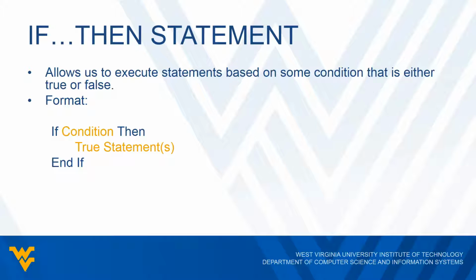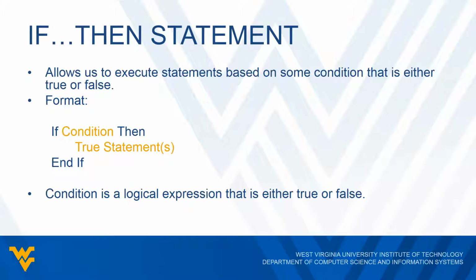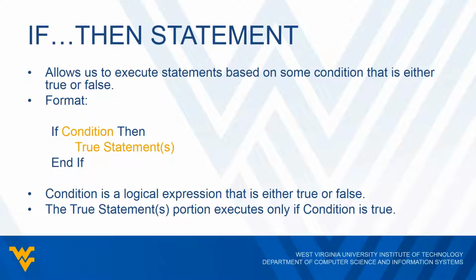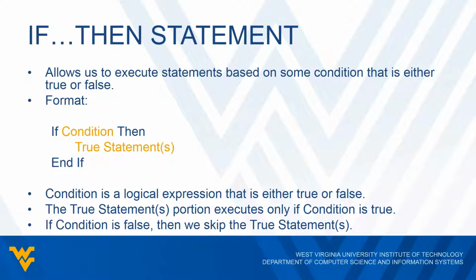So in this format, the condition here is some logical expression. Think of this condition as just a placeholder, but it's going to contain a logical expression that is either true or false. The true statement section is also a placeholder, and that's going to be either a single statement or a block of statements that would execute only if the condition is true. So if our condition is false, we would skip all of the true statement section and go right after the end if portion of the if-then statement.